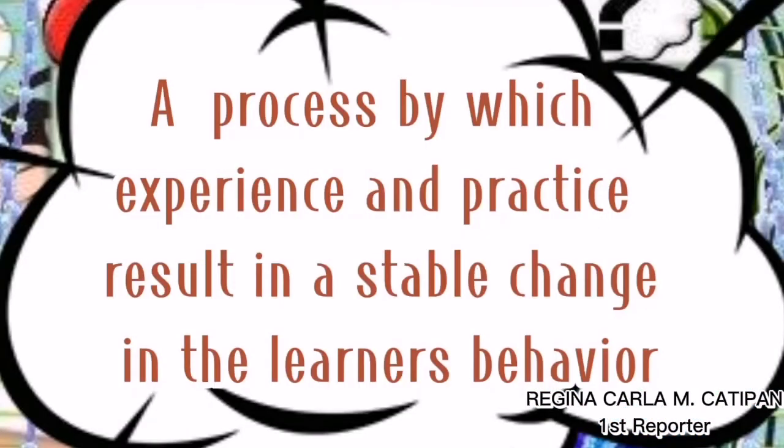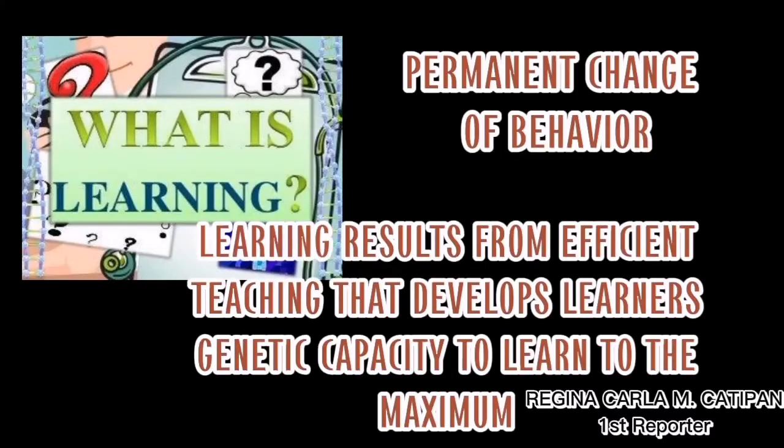It is a process by which experience and practice result in a stable change in the learner's behavior. But permanent change of behavior is not a result of maturation or growing up through the years. Learning results from the efficient teaching that develops the learner's genetic capacity to learn to the maximum that is conducive to an effective teaching-learning process. Thus, the learner manifests an understanding of content knowledge and demonstrates the ability to perform skills.